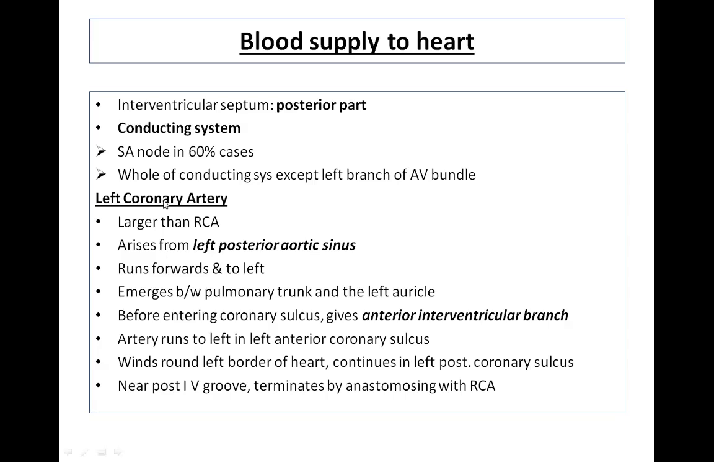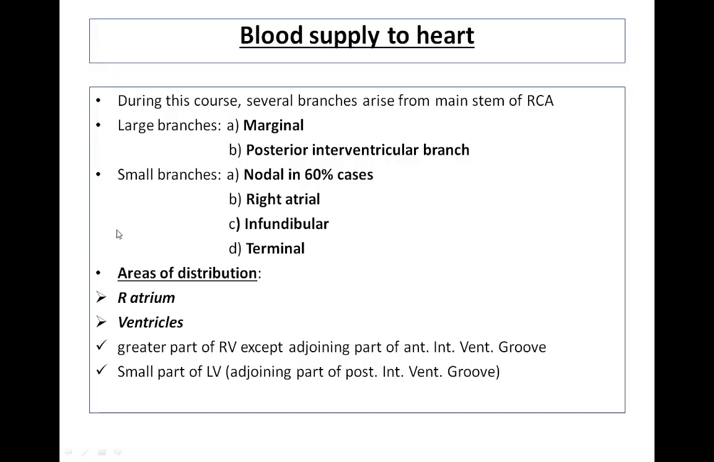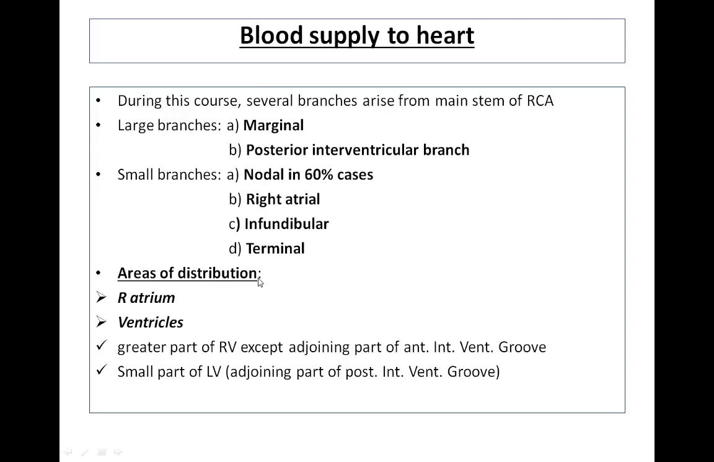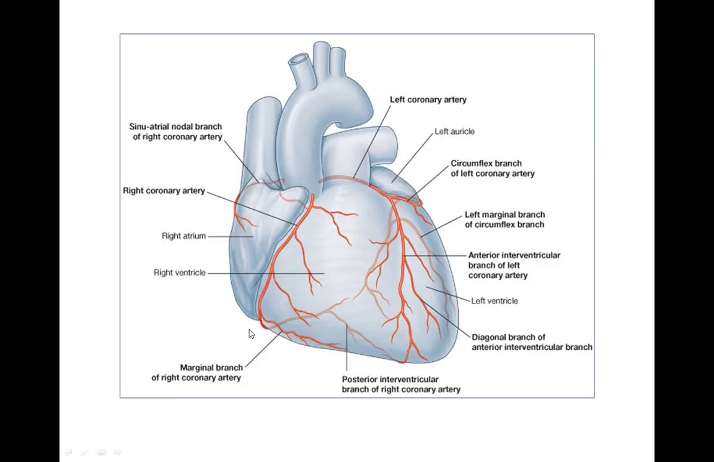Now come to the left coronary. Can you get my point? That is up to the RCA branches and how it is supplying. If it comes as a question, then just write down these points. No need to write long sentences. Draw the diagram, then write these points and the areas of distribution; that much is sufficient. Avoid writing long sentences, because it will not give you good marks.